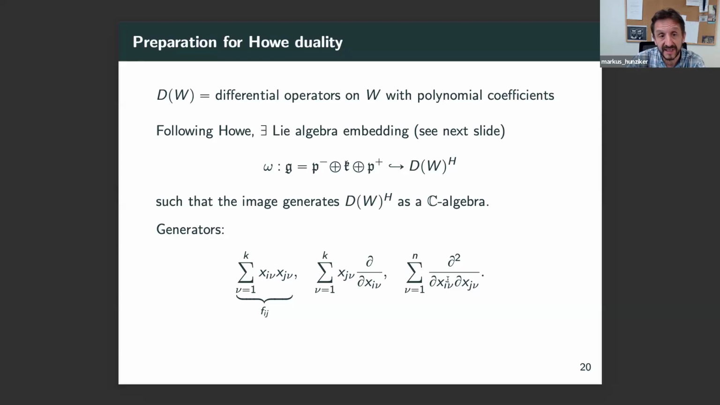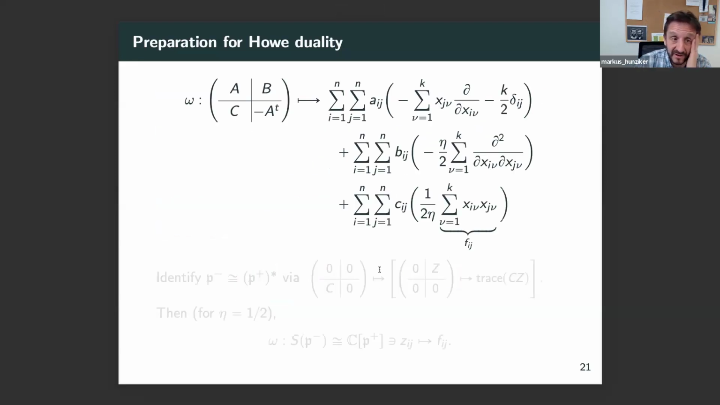So explicitly, that Lie algebra homomorphism or embedding is given as follows. A matrix in this Lie algebra G goes to these differential operators. So this is a Lie algebra homomorphism. The eta here is a parameter that you can choose for your convenience. So for any eta, you would get a Lie algebra homomorphism. I will choose eta to be 1/2 for the following reason.